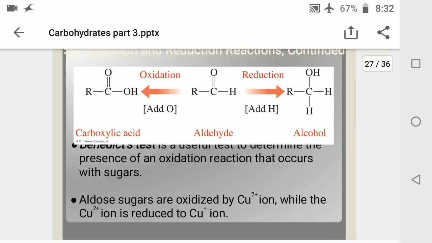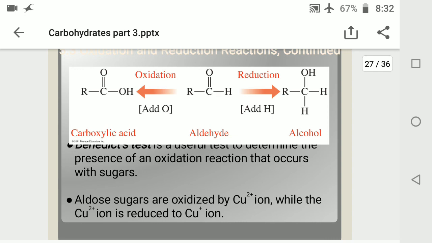In the oxidation and reduction reaction, you see the carboxylic acid from oxidation of the aldehyde, and the alcohol from reduction.